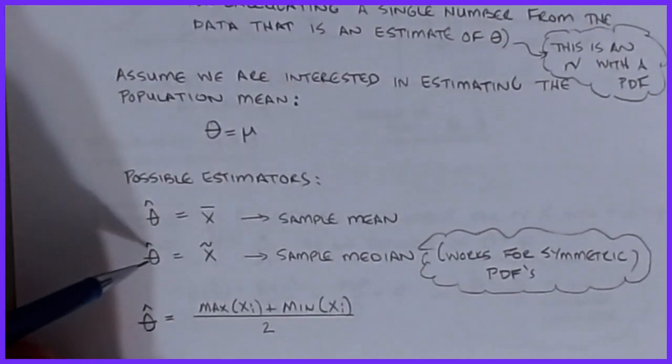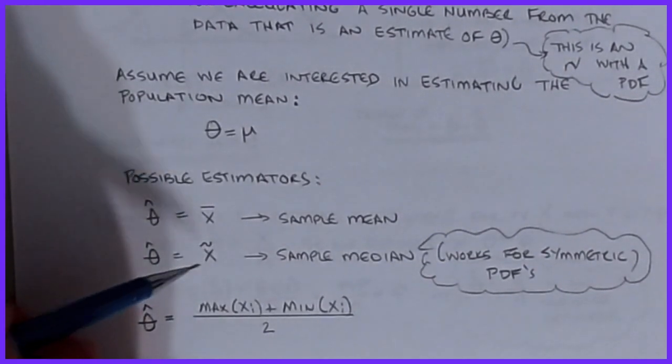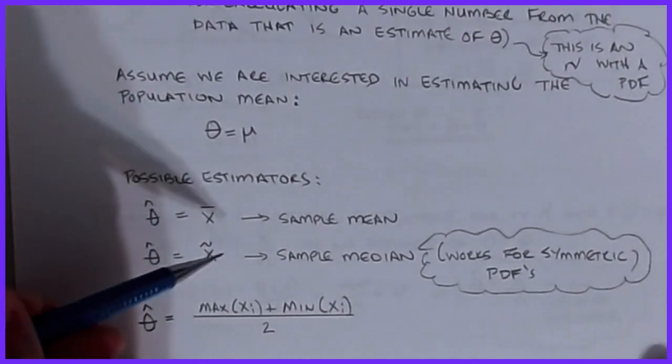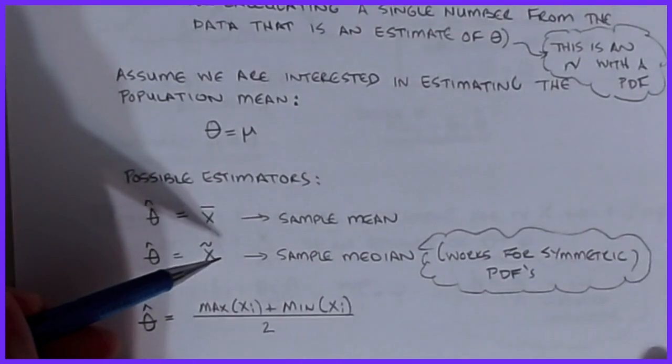You could also take your estimator as being the sample median. I take a sample and I take the middlemost value and say, I'm going to use that as my estimate for the mean. That may or may not be as good. Again, it depends on your luck of the draw, so to speak.